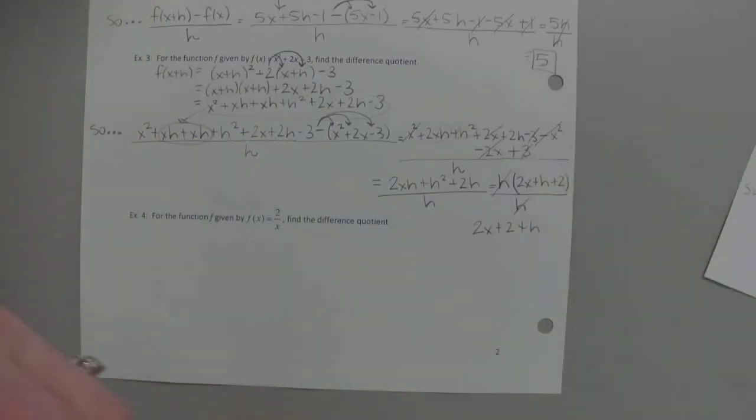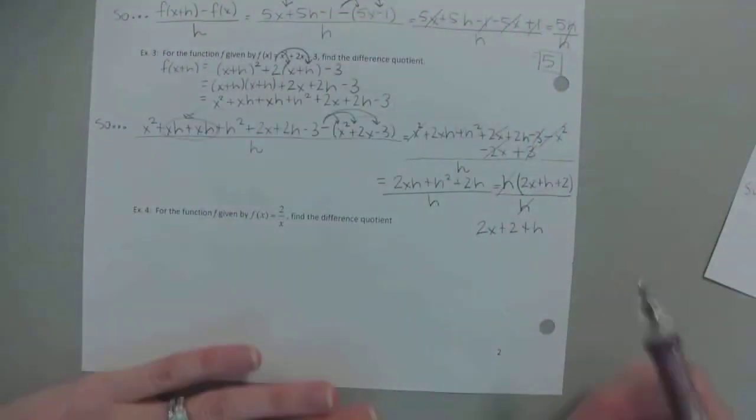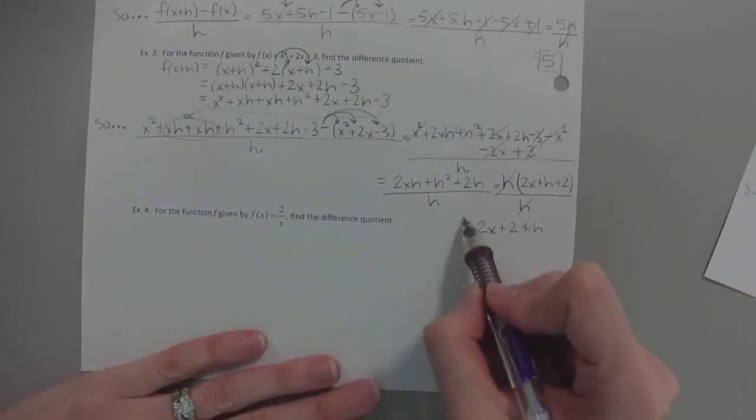So I pulled an h out of the 2xh, so that just left me with the 2x. I pulled an h out of h squared, that left me with an h. And then I pulled out an h from the 2h, leaving 2. So the h's will cancel, and you're just left with, let's write it in order, 2x plus 2 plus h.